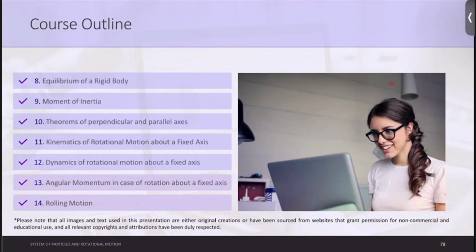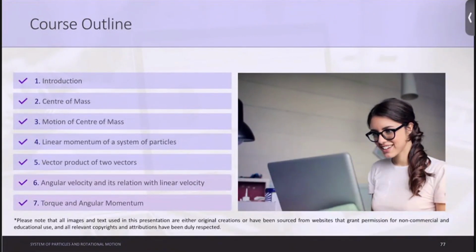Okay. So currently we are on the ninth subtopic, that is your moment of inertia. Before that, let us do a quick revision of all the concepts we have already studied. So we started with the introduction. In the introduction, we understood what is translational motion, what is rotational motion, and what is translational plus rotational motion.